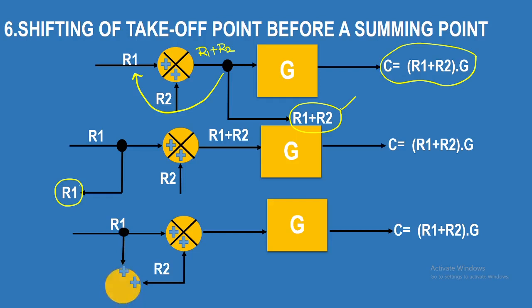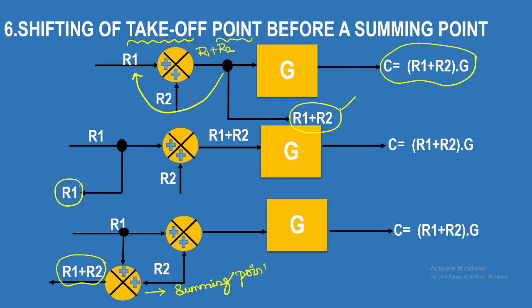You see here what will happen. If you add this R2 signal to the R1, then you are going to get the same output at this takeoff point. That means whenever you are shifting a takeoff point before a summing point, you will add one summing point in that direction, so that the output of the takeoff point remains the same.